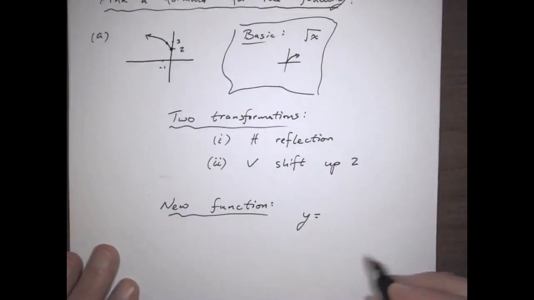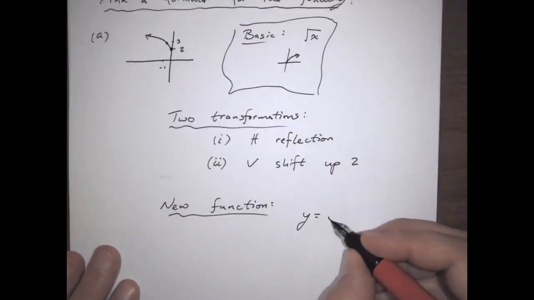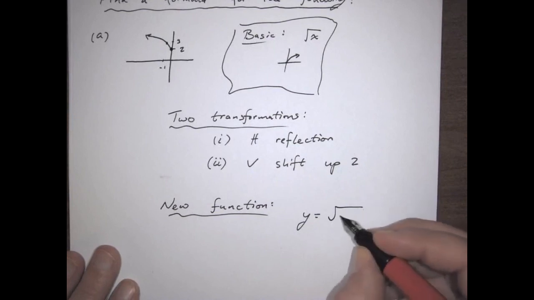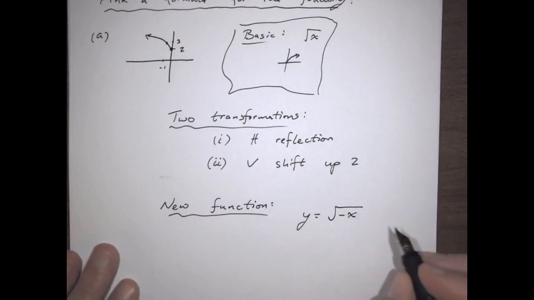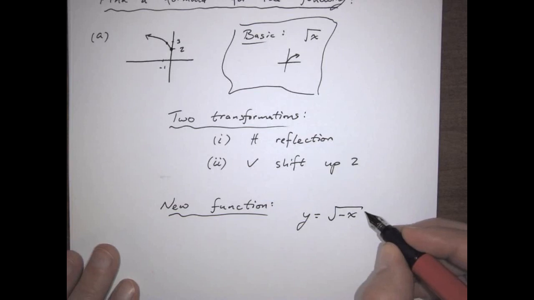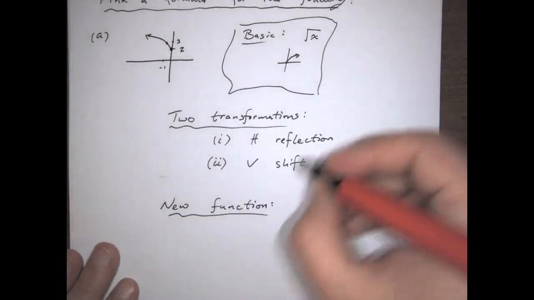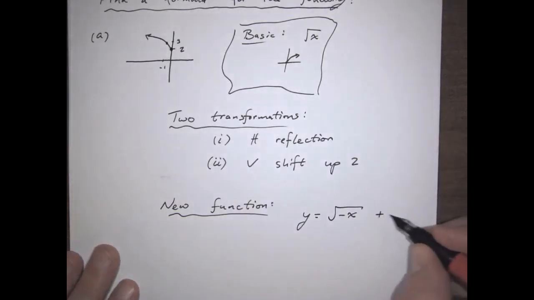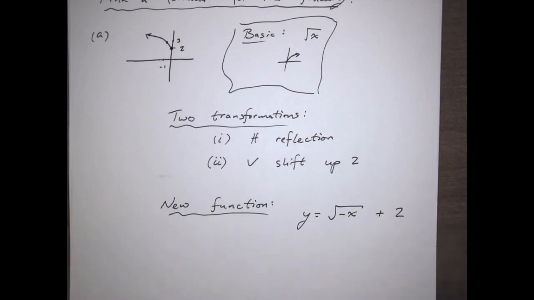So then, the new function is going to be y equals the square root of, not x anymore, but negative x. And then outside of the square root, which is the territory of vertical transformations, it goes up 2, so it's going to be plus 2.